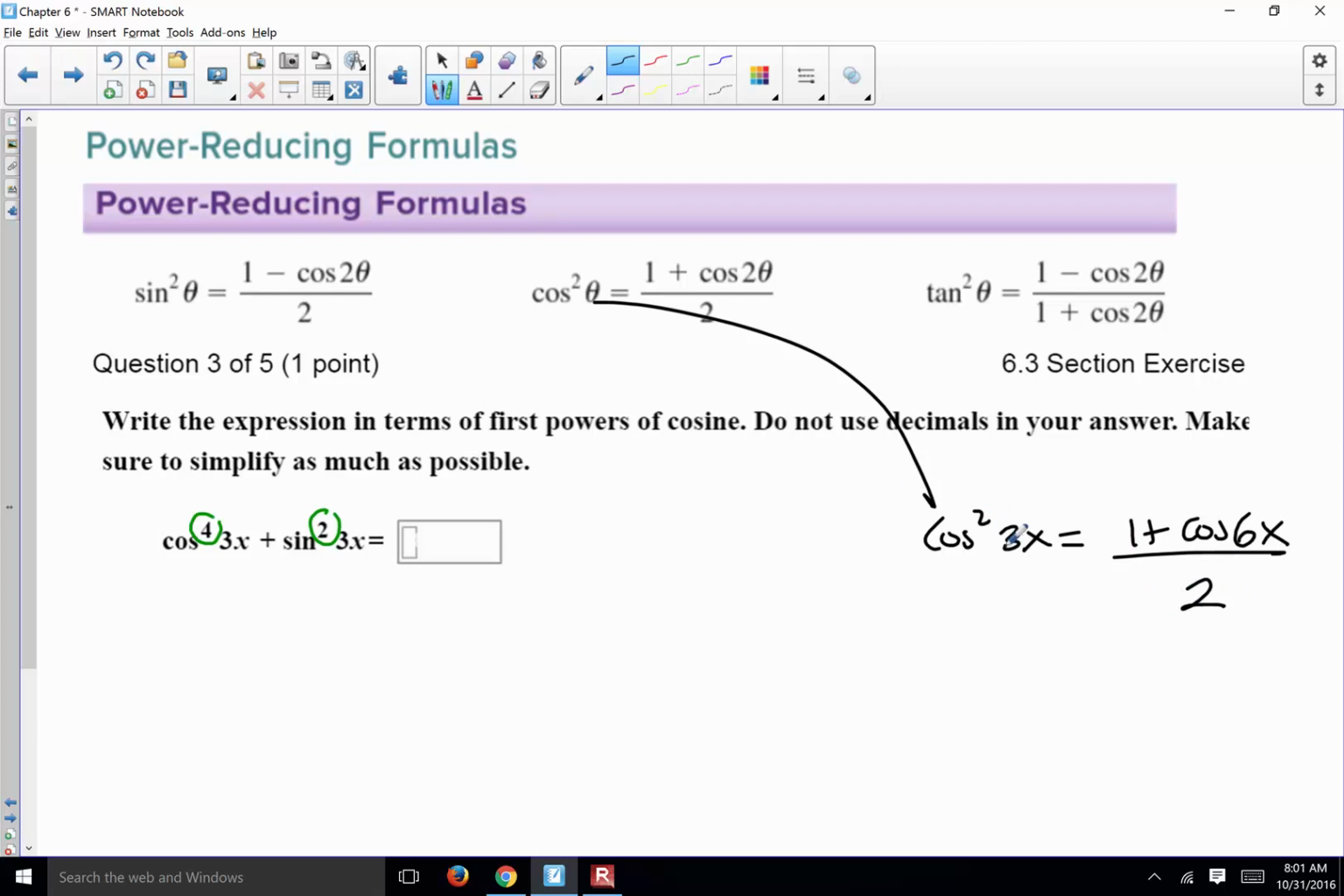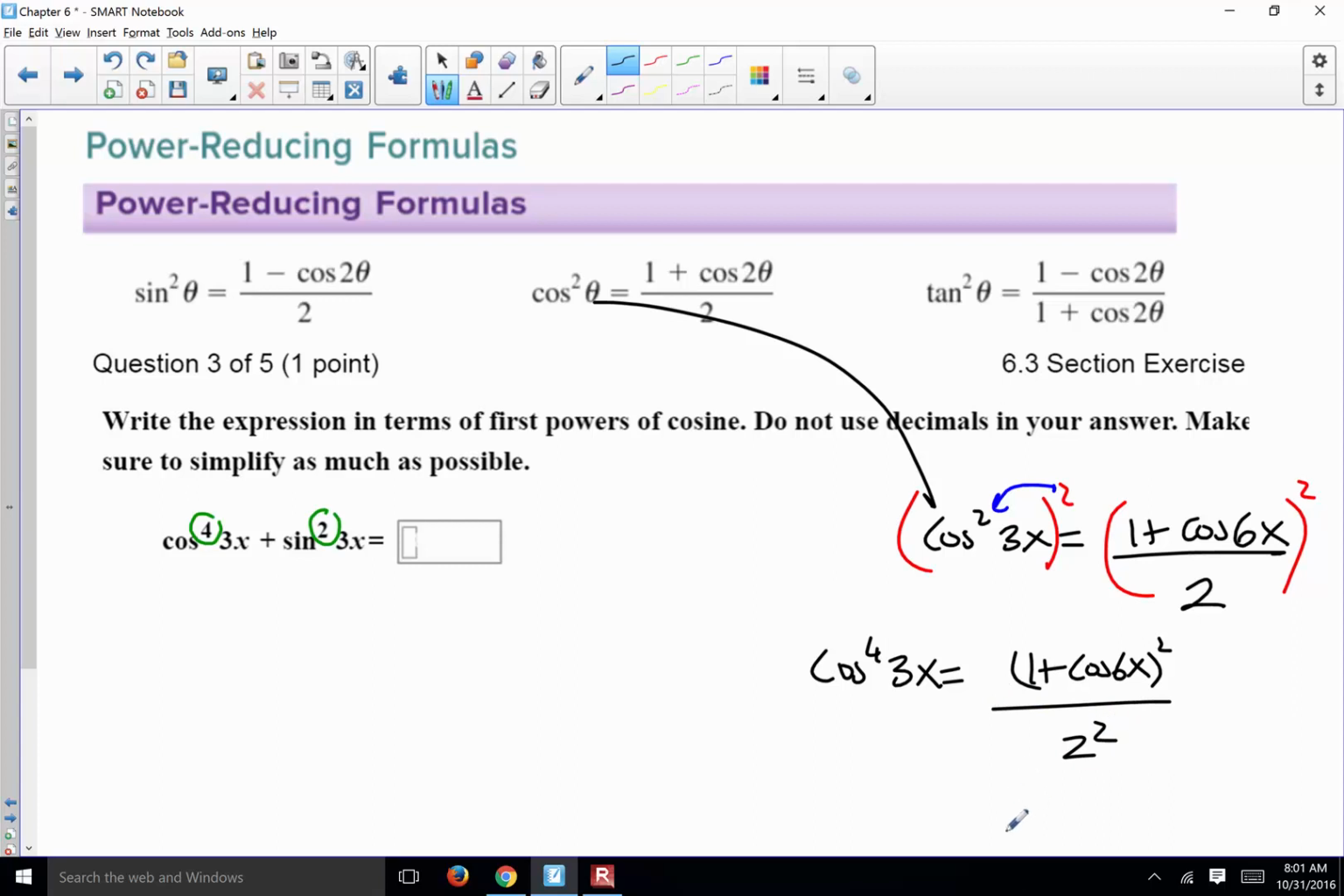Alright, here is the difference though. This is cosine squared. I need cosine to the fourth. Guess what I'm gonna do? I will square this and that. There you go. What is square of a square? Cosine fourth of 3x equals square of the top and square of the bottom. Okay?